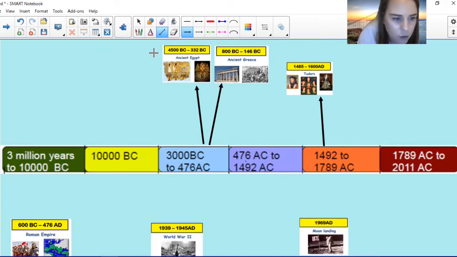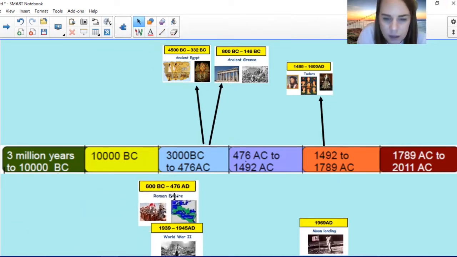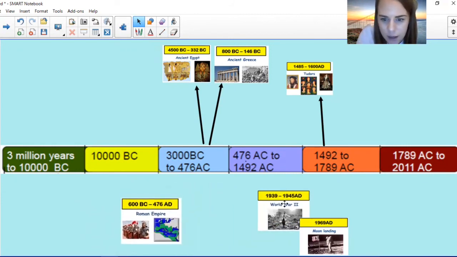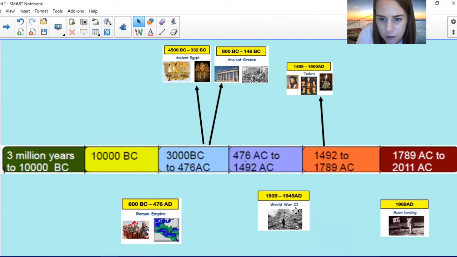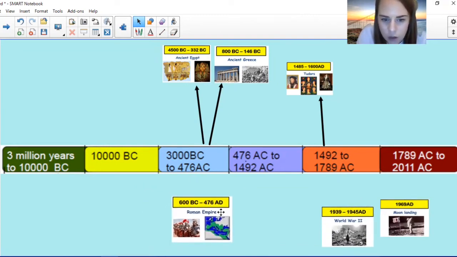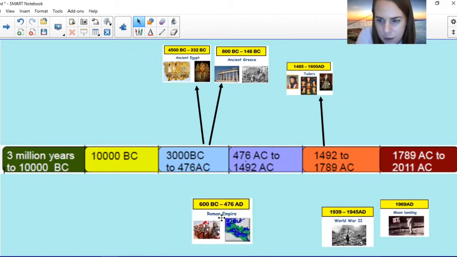Okay, then I've got 600 BC. A lot of these are going to fit in around the same sort of area. Okay, this one's going to sit up here. This one's also going to sit up here. Okay, 600 BC to 476 AD. This AC is after Christ.